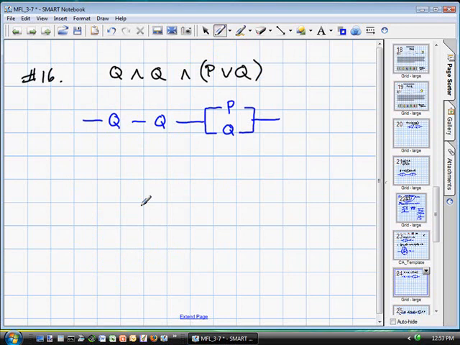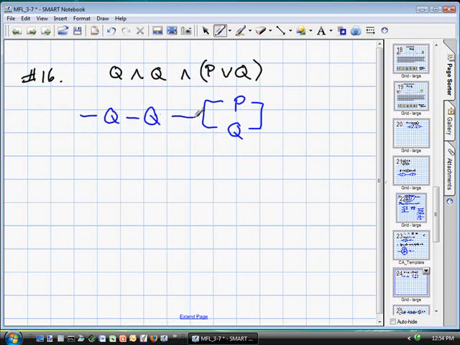Okay, here's another one. Let's erase and start over. So, in parentheses, we have a P or Q. Well, that's a stack, so we can put that in. And then the rest of the problem is all AND, isn't it? So from here on in, it's all side by side. So I got a Q, side by side with a Q, side by side with my stack. Put a beginning and an ending on it. All set. Wiring diagram.